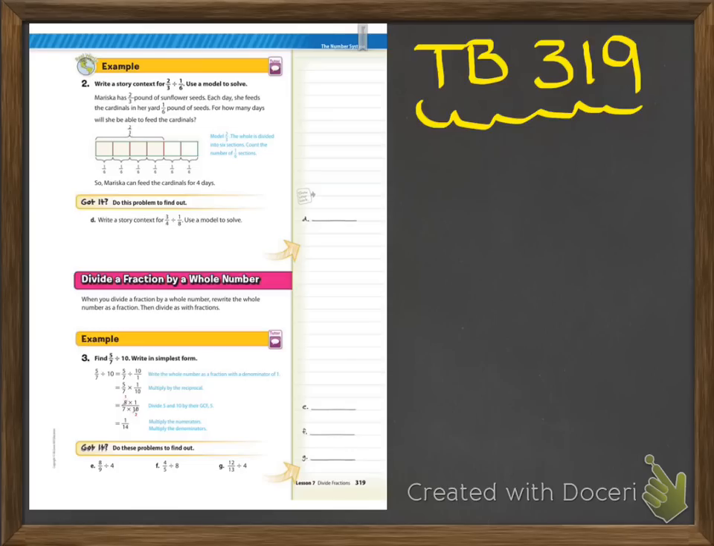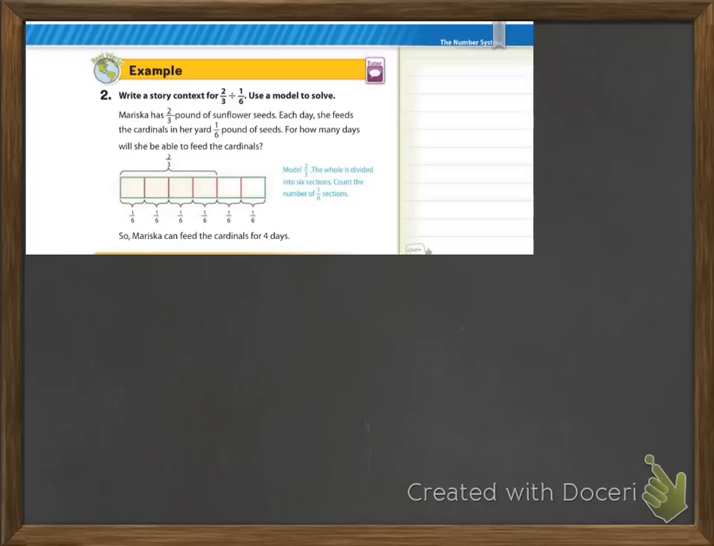So now you should be looking at textbook page 319. So let's go ahead and look at our first problem here, example 2. It says to write a story context for 2/3 divided by 1/6 and use a model to solve. So just on a side note, this is actually a level 4 on our scale. So this is what we're shooting for on our scale, level 4. So let's look and see what they came up with.